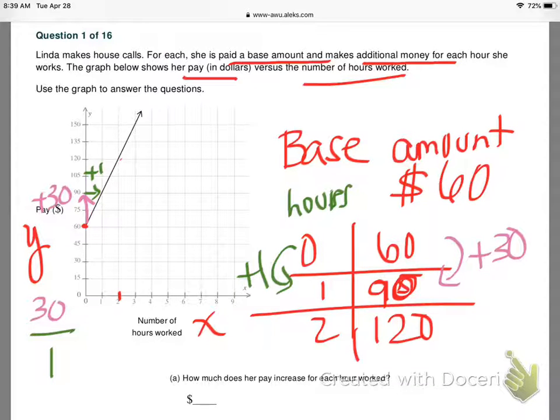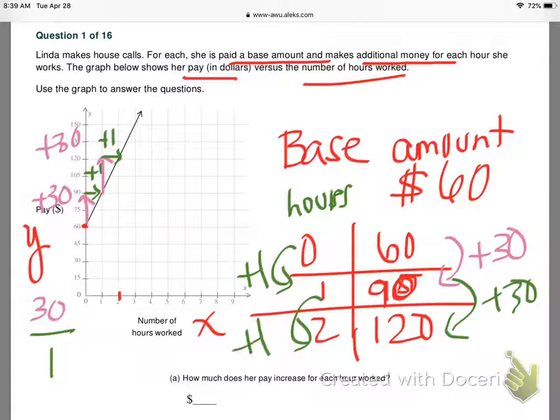Let's test that out. If we were to go from hour 1, which is at $90, up to hour 2, which is 120, that is an increase of plus 30 as well. And then as we take a look at going from hour 1 worked to hour 2 worked, that's a difference of another hour. So again, our slope is still going to be 30 over 1. In the table, again, we can look here and see what's the change here, plus 30. What's the change here, plus 1. Each time we get 30 over 1, 30 over 1. That means that her pay is increasing $30 for each hour.